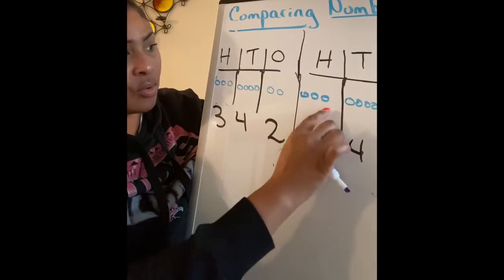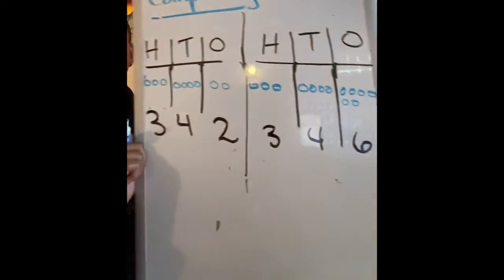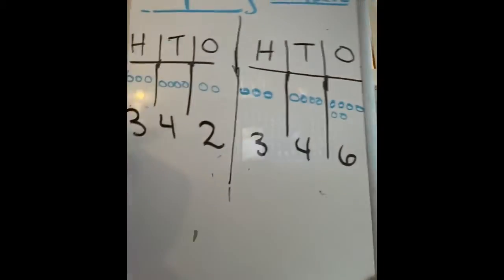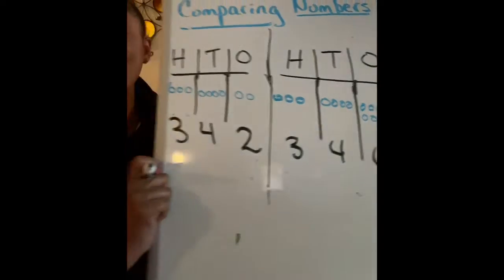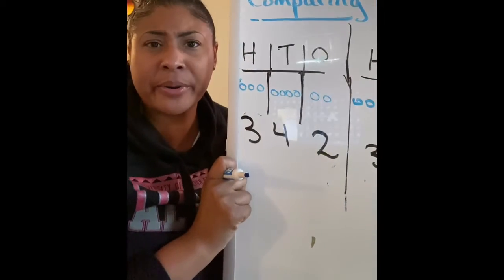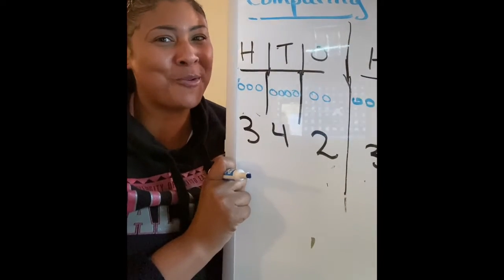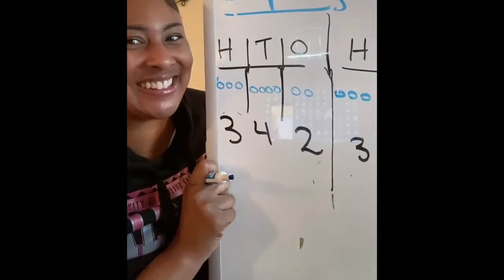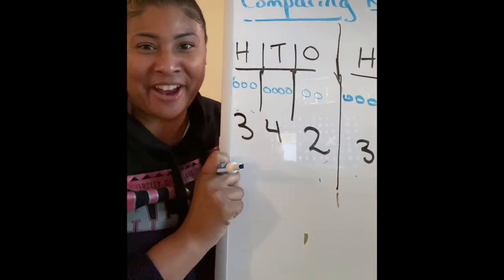So I'm going to count. I have 4 tens, 6 ones. That's right. Let me ask you something. If I have 4 tens, what is the value of that? 4 tens equals what number? That's right, 40. I'm just making sure you're paying attention. All right, let's get comparing.